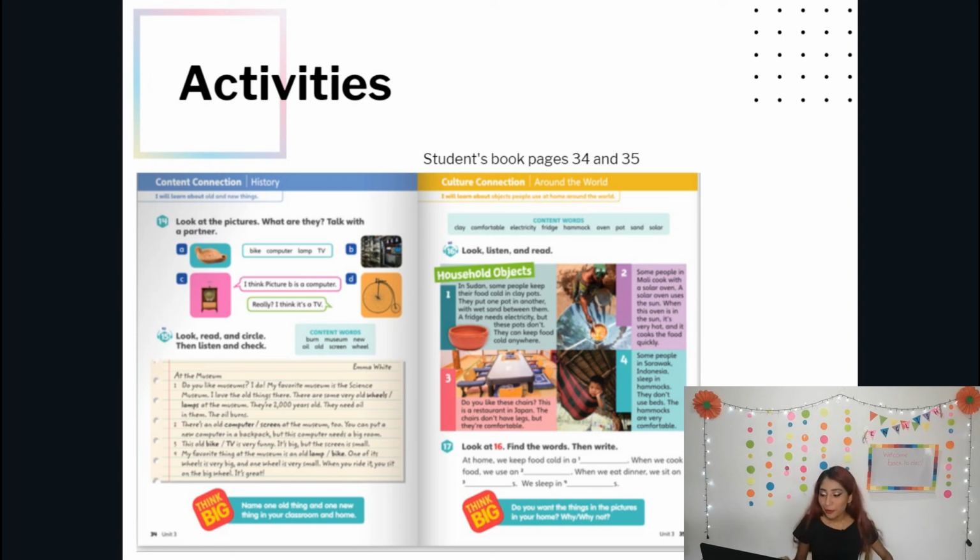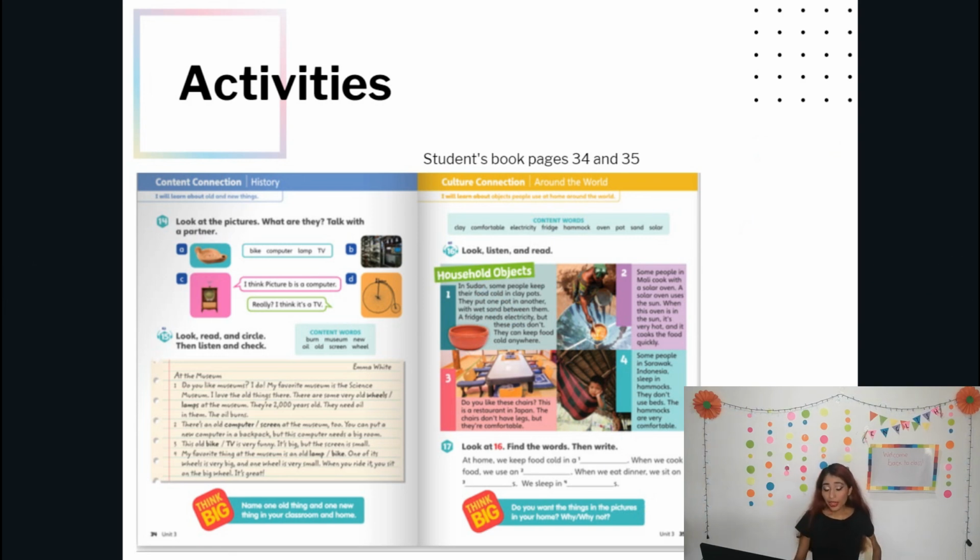So, right now we are going to go to activity 17, and the instruction says, look at 16, find the words, then write. At home, we keep food cold in a blank. When we cook food, we use an blank. When we eat dinner, we sit on a blank. We sleep in a blank. You need to complete with information from exercise 16, and that's it.